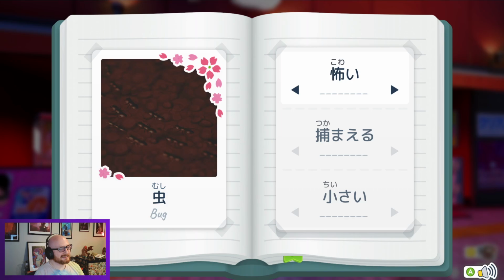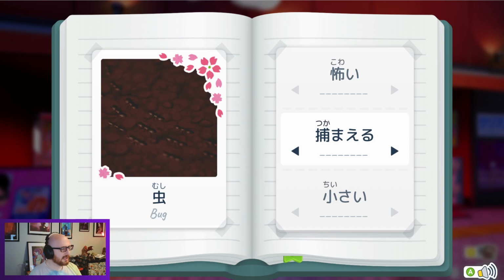So, kawaii is the opposite of that. Well, not the opposite, but very, very different word. Kawaii. And if you want to say that bugs are not scary, and this is true of all i adjectives, you can drop the i and add ku nai to be like the negative of it. So, 虫は怖くないだよ. Bugs are not scary.